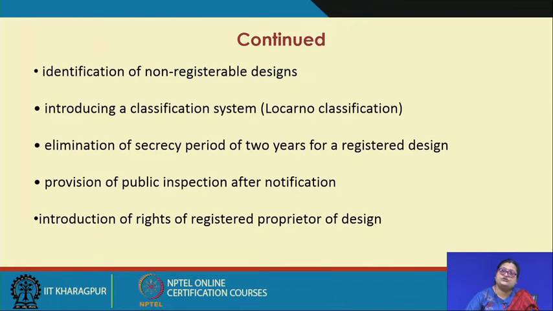So, identification of non-registerable designs, introducing a classification system, elimination of secrecy period of 2 years for a registered design, provision of public inspection after notification, introduction of rights of registered proprietor of design. So, if you have a design which is of aesthetic nature, you can go for the protection of this under the Designs Act 2000.